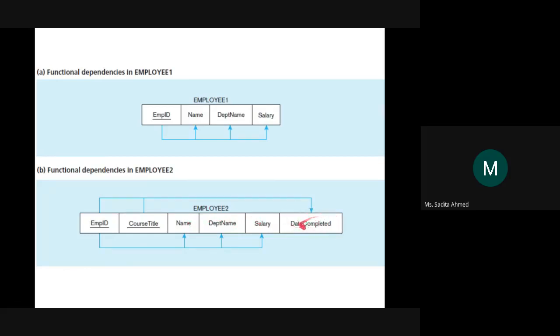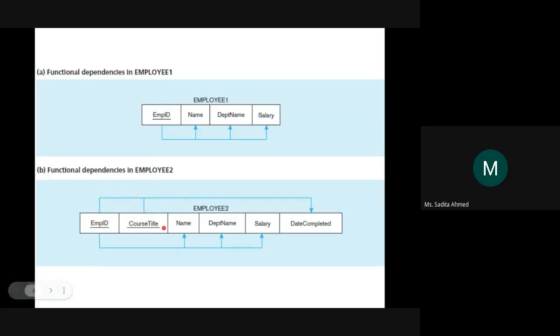Only for date completed, only in order to determine the value of date completed, you need both employee and course title. So employee and course title, these two combined together are the determinants which determine the value of date completed. That is, date completed is functionally dependent on the combination of employee and course title.